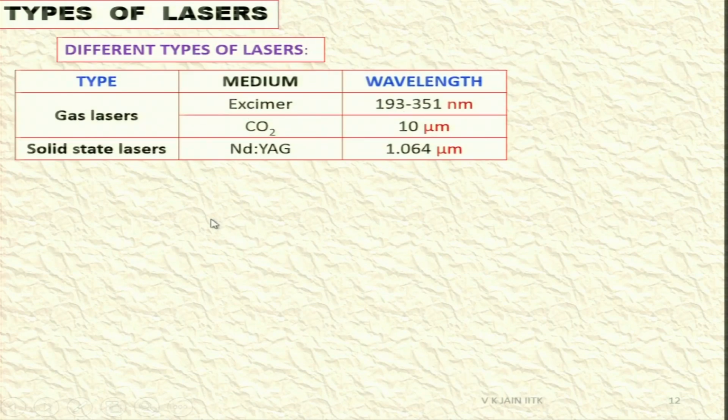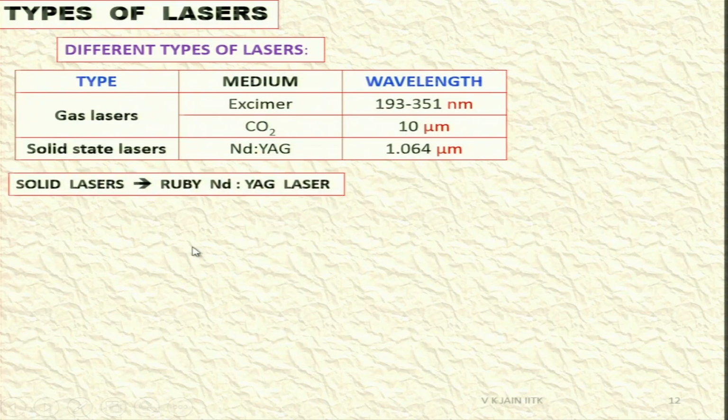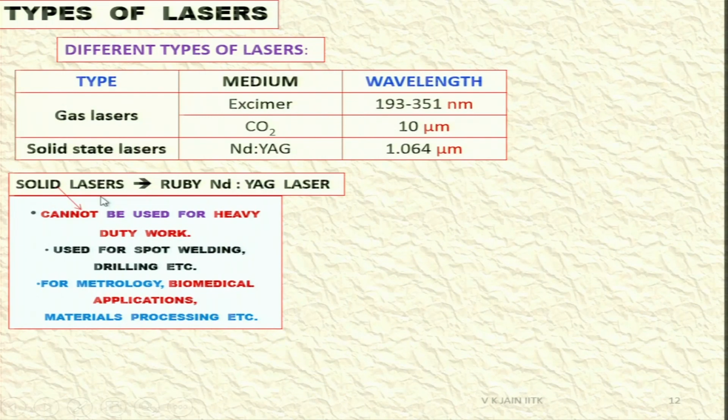You can see here gas laser, solid state laser. These are the medium: excimer, CO2, Nd:YAG, wavelengths are given here. We have seen already these descriptions. Now solid lasers cannot be used for heavy duty work, used for spot welding, drilling, etc., because you cannot get very high power from this solid laser, especially Nd:YAG laser, UV Nd:YAG laser. For metrology, biomedical applications or materials processing, this is quite good.